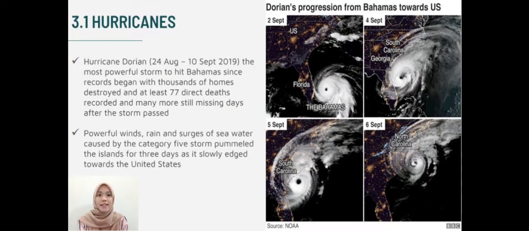In 2019, there was a recent case of a hurricane called Hurricane Dorian. This Category 5 storm pummeled the island for 3 days as it slowly edged towards the United States. As you can see in the pictures taken by the satellite, the storm hit the Bahamas first and then moved to the edge of South Carolina until North Carolina.